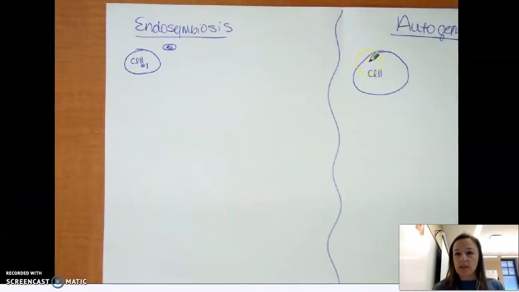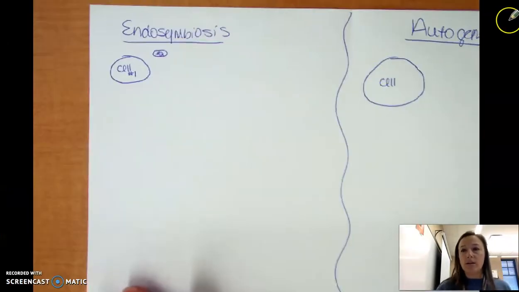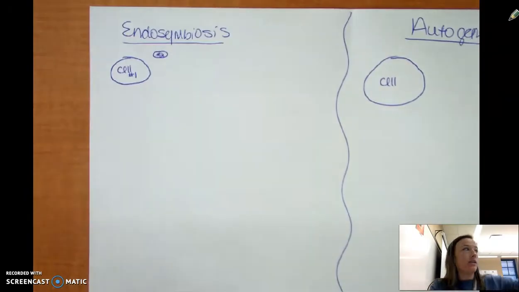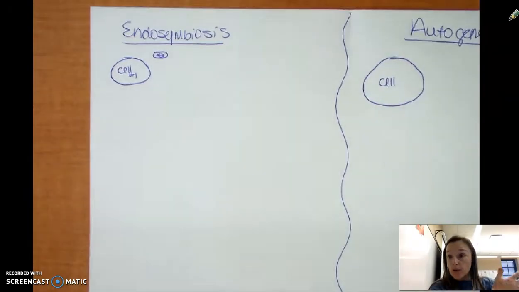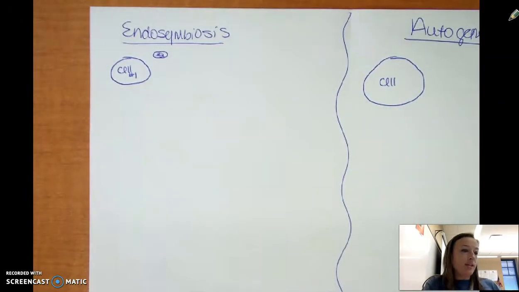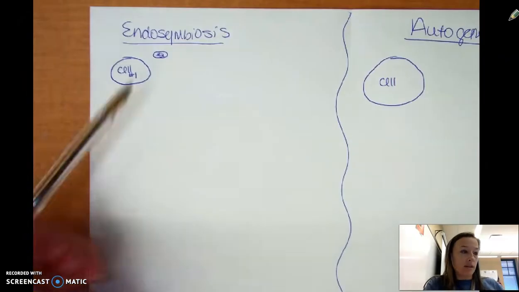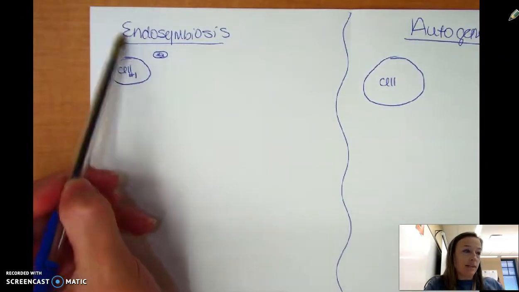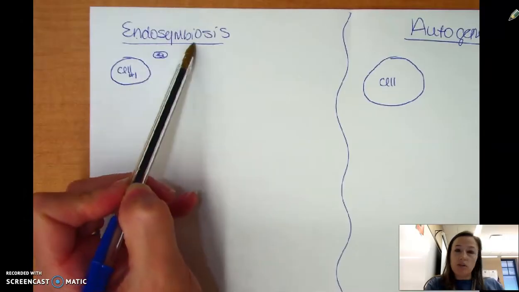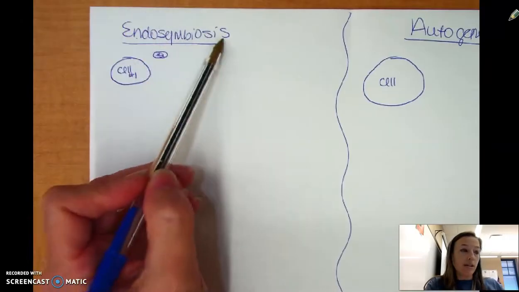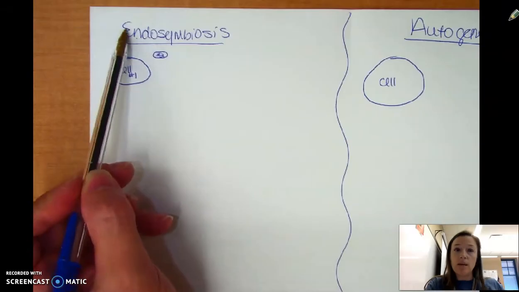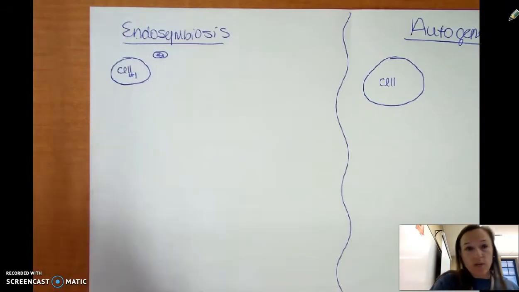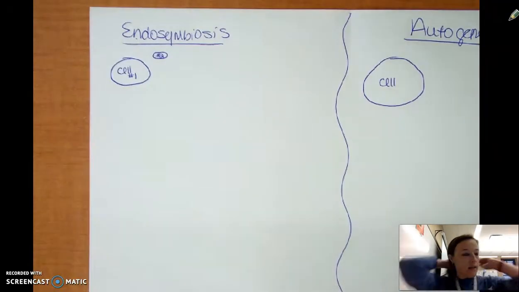All right, so this video is going to be about endosymbiosis and autogenesis, the two theories on eukaryote evolution. In other words, where did eukaryotes come from? The first is endosymbiosis, and the name tells you what it is. Osis is a process, endo means inside, and symbio tells you it's a symbiotic relationship. So it's a process of using a symbiotic relationship to get inside, in this case for one cell to get inside of another.